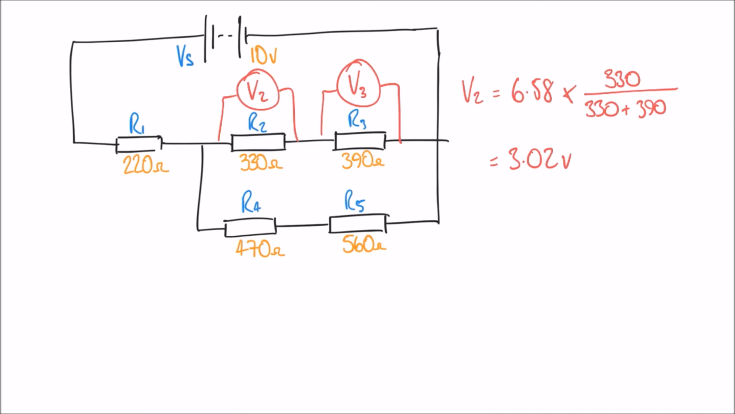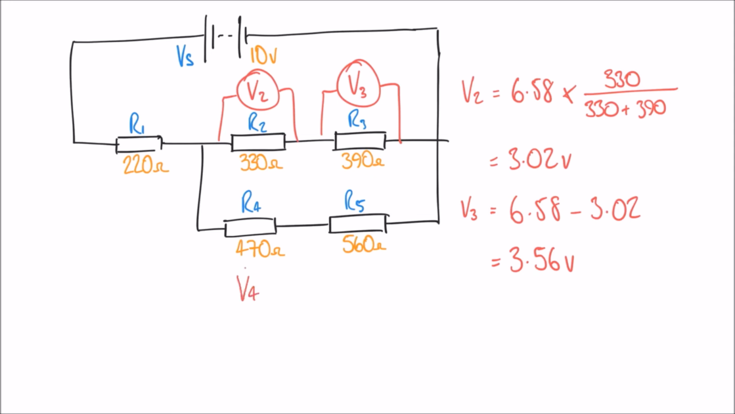Again, we can do a little bit of subtraction here, because V3 must be what remains of that 6.58 volt supply. So we can simply say that V3 is equal to 6.58 minus 3.02, which gives me an answer of 3.56 volts.